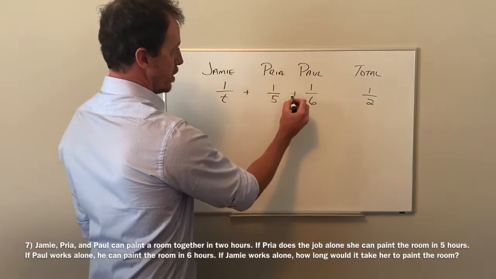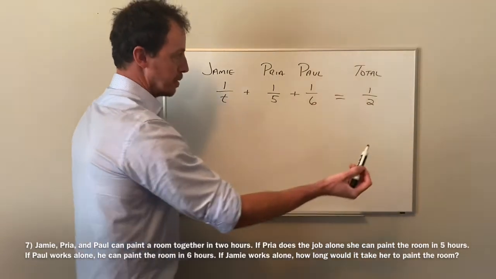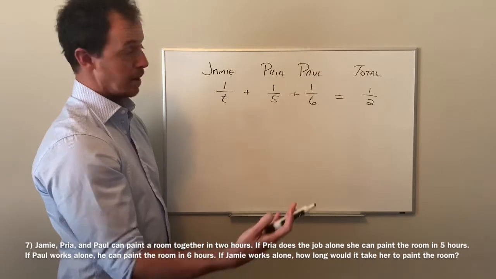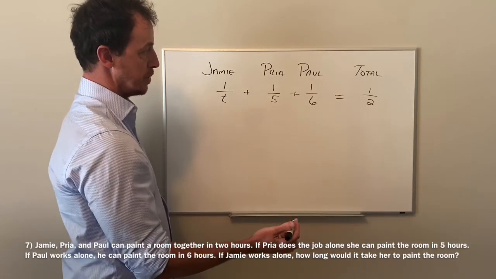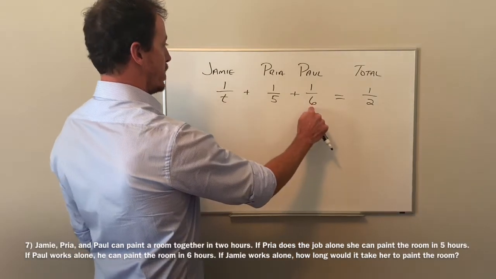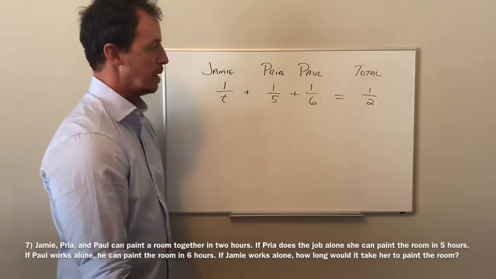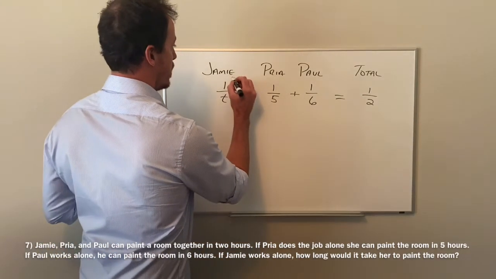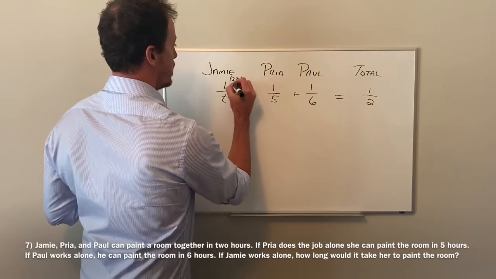And these are all working together this time. It's not like the faucet and the drain. The only difference here is that we had 3 things working together instead of 2, but nothing else really changes. I have a t, a 5, a 6, and a 2. I need a least common multiple. We could do 30t.